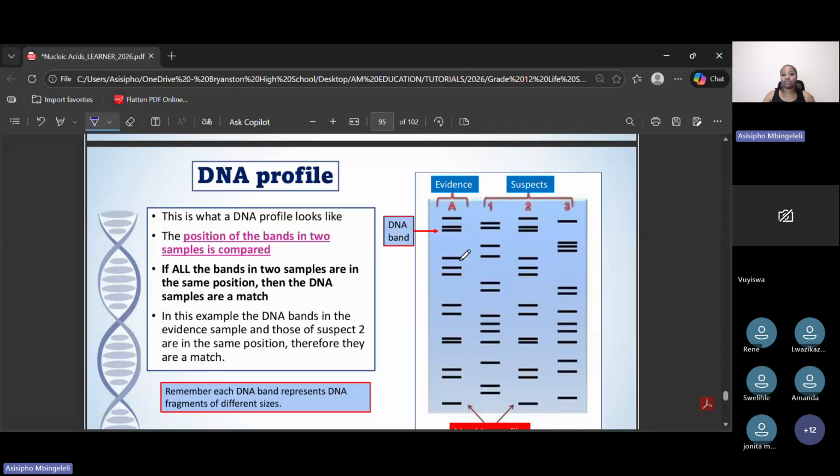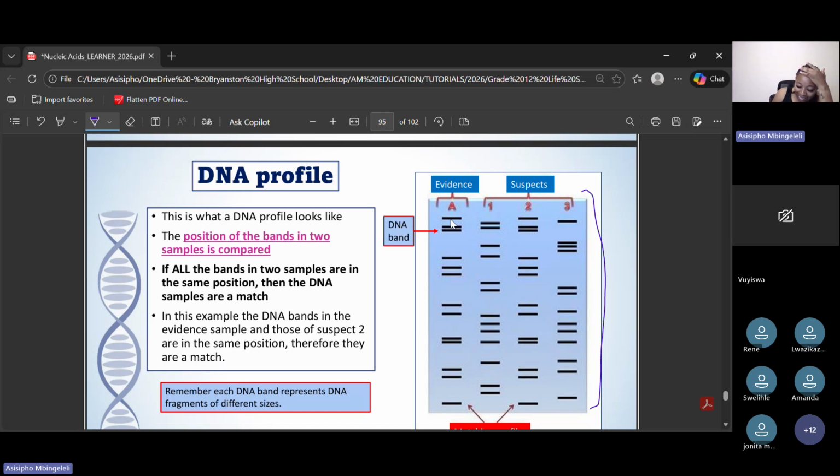Now, what is expected from us? Yes, the limitations and the uses we need to know. We need to know how to interpret a DNA profile. This is a DNA profile. Now, there are rules that you need to follow when you interpret it so that you can give the correct answer. What do we look at? We look at the position of the DNA bands. I need you to make a note of this.